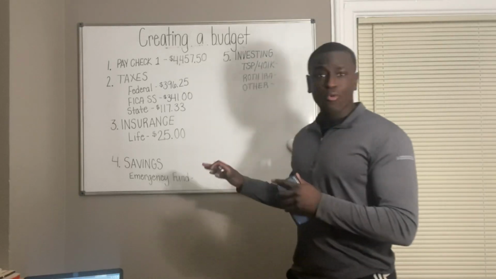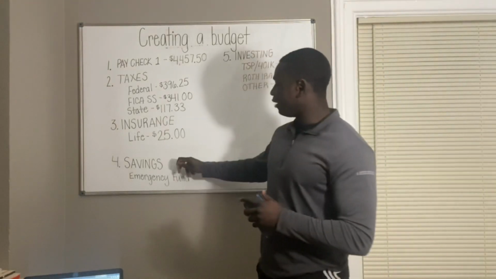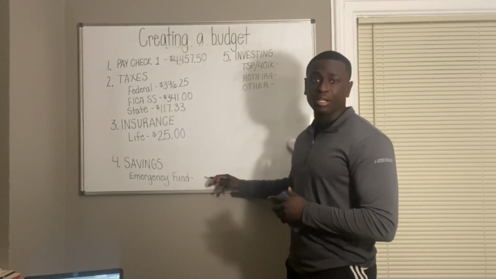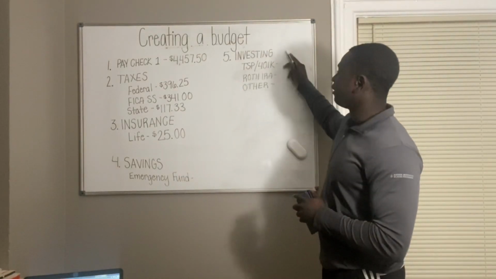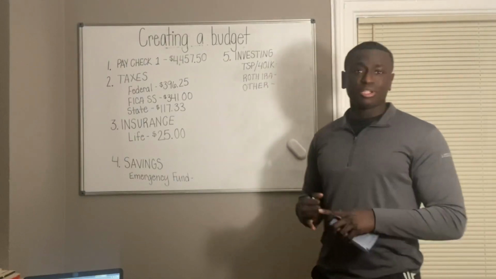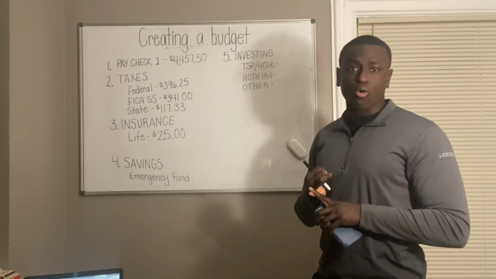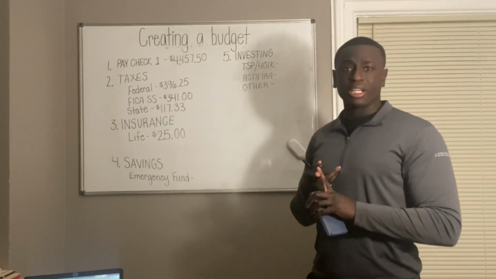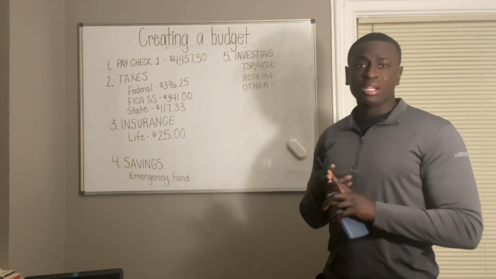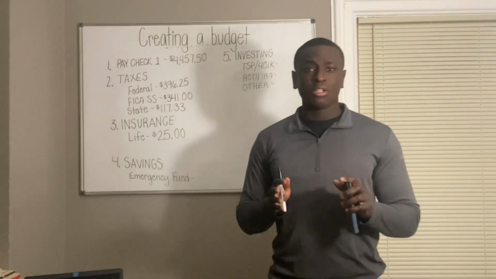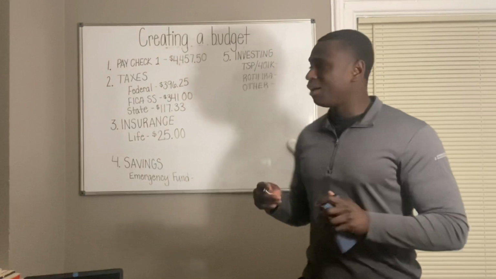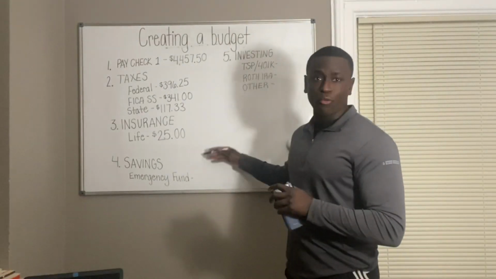Now, for category 4 and 5, that's going to be your savings. Underneath your savings for 4, I want you to put emergency fund. And for 5, it's going to be your investments, which underneath that, I want you to have either TSP/401k, your Roth IRA, and other, for any other potential investment that you may have. Now, you might have heard the old adage, always pay yourself first. And that's exactly the idea behind having these 2 categories as your 4 and 5.